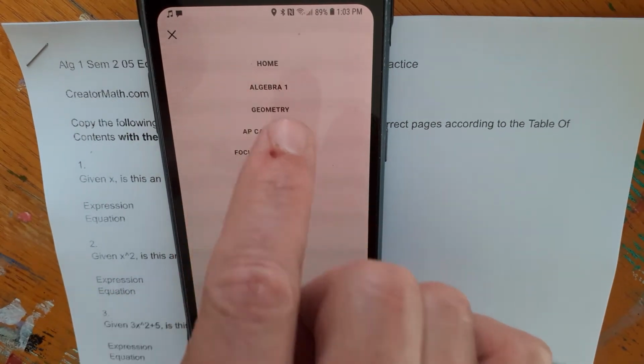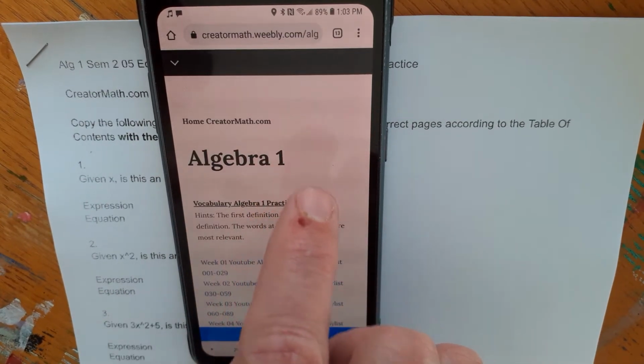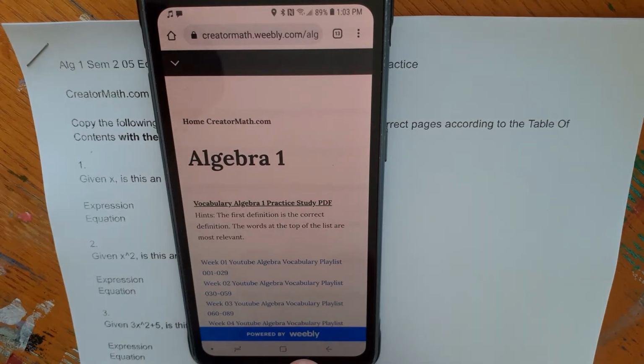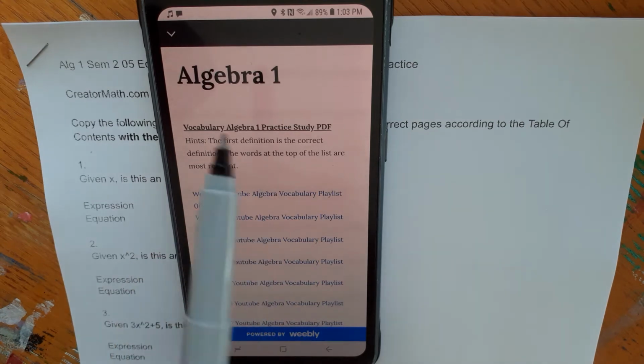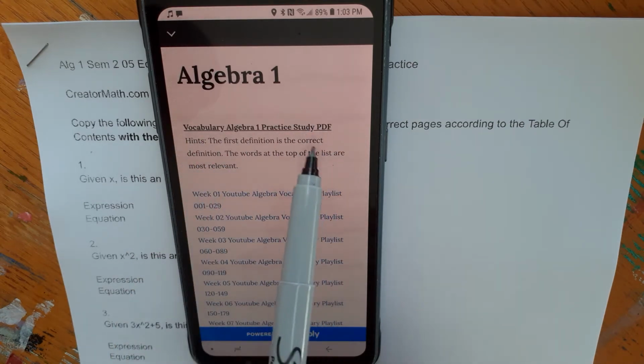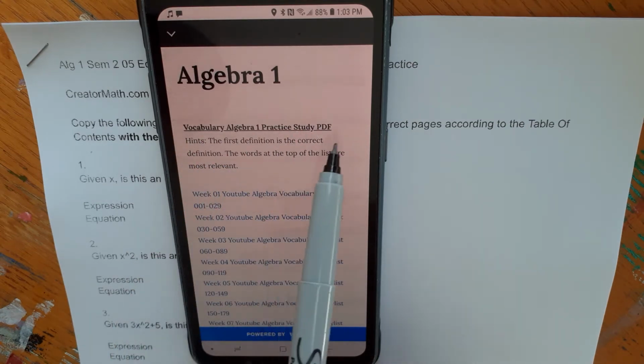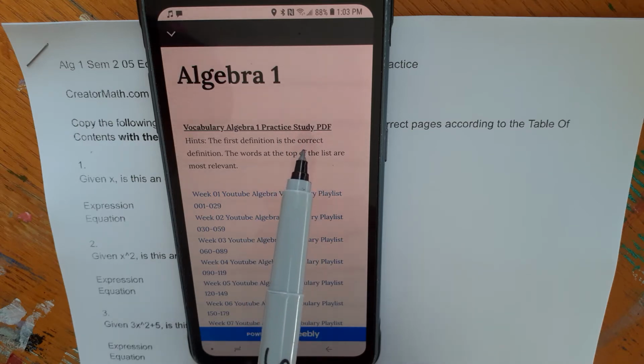Let's go to Algebra 1, which is where all the notes and videos and practice sets, etc. are. This is all vocabulary up front. You really need this PDF. That's all the vocabulary words we have the whole year on that PDF. You can know all the answers from that PDF.